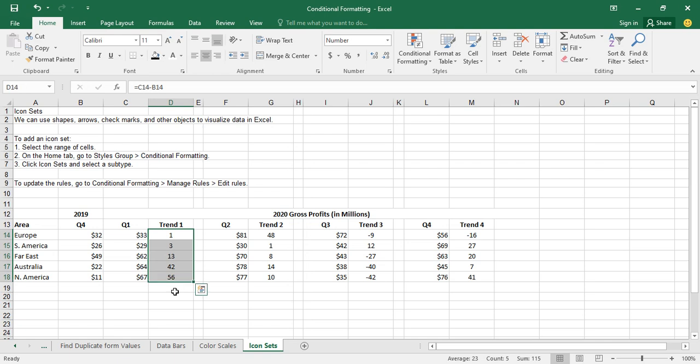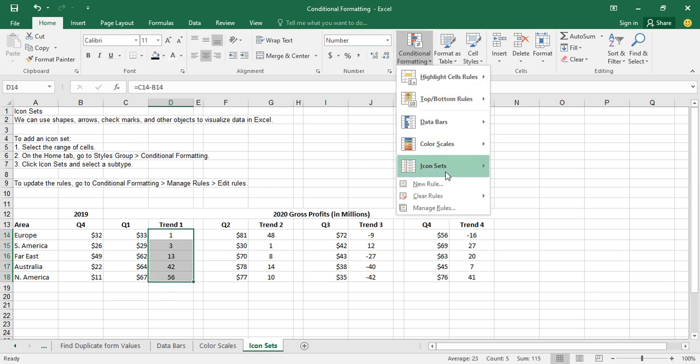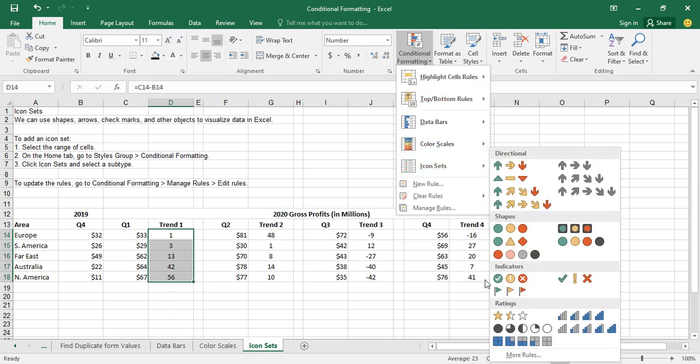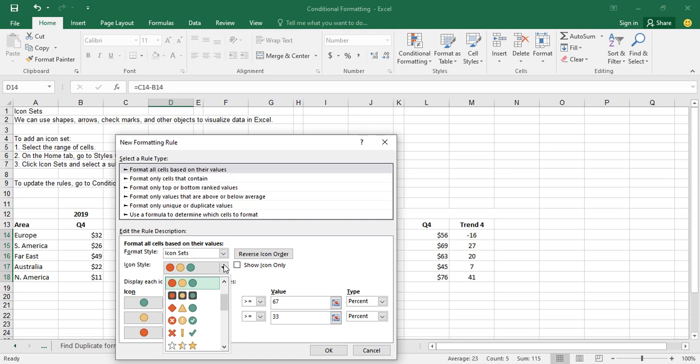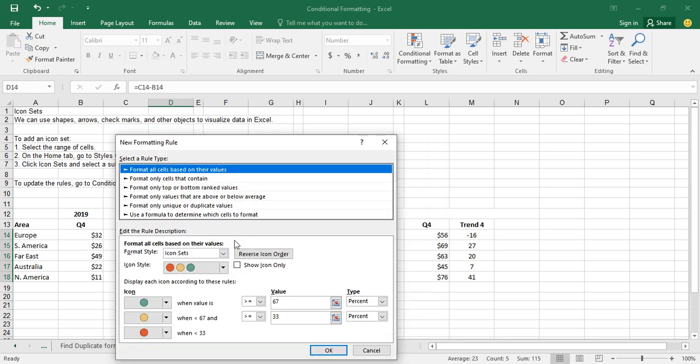So let me select this, and I want to use icons so that I'll just be seeing the icons there. So very quickly, icon sets, more rules. Now I could have selected any one here, but the problem is that selecting any one here, I may not be able to define the parameters, the demarcations I have set. So I would rather use more rules. So I come here, you leave it here, format all cells based on their values. Always make sure to leave it here.